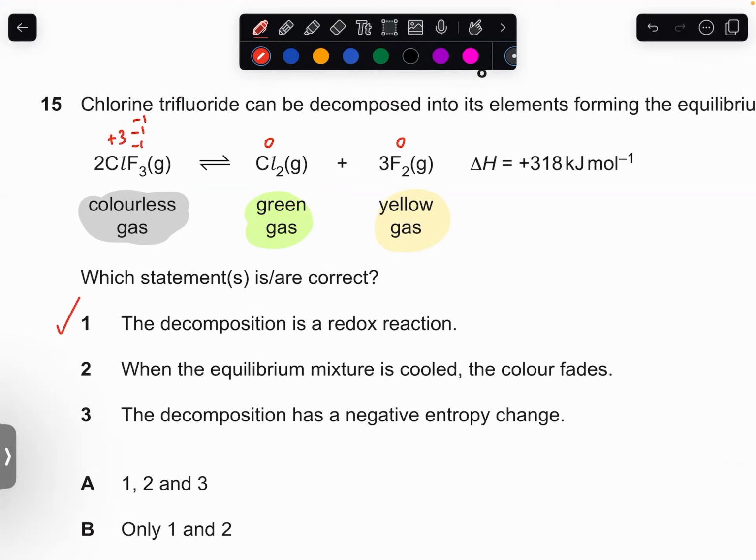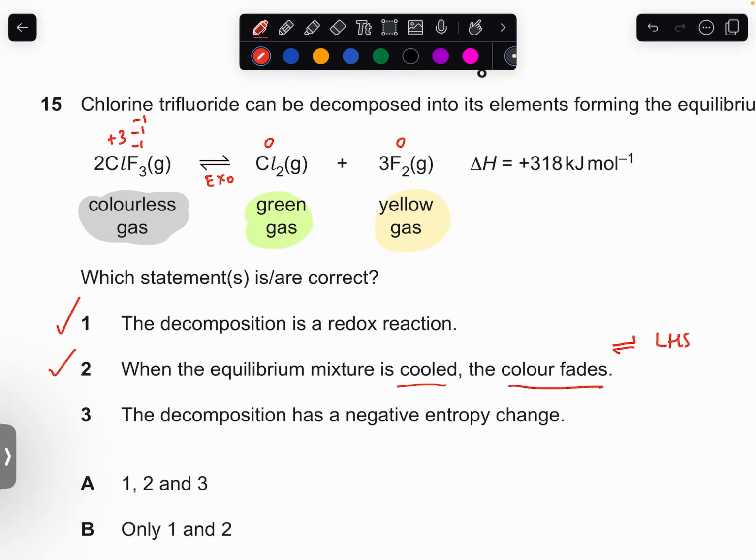When the equilibrium mixture is cooled, the color fades. When it's cooled, you've lowered the temperature, so the equilibrium will shift to oppose that change, in the exothermic direction. You want to bring the temperature back up. Yeah, exothermic, it'll shift to the left-hand side, which is the color fading because it gives you a colorless gas.